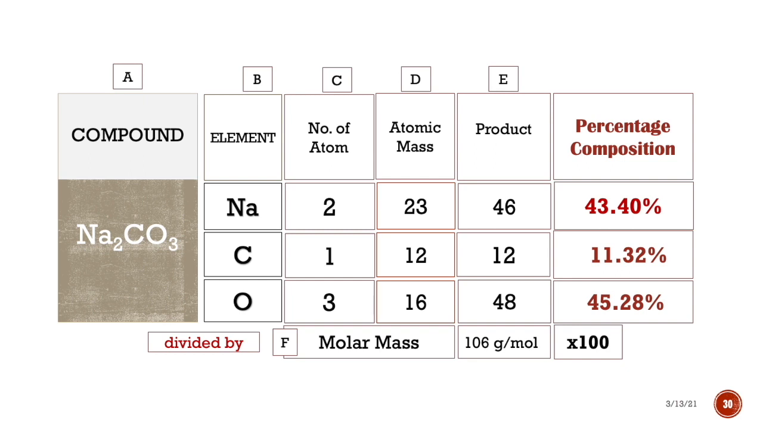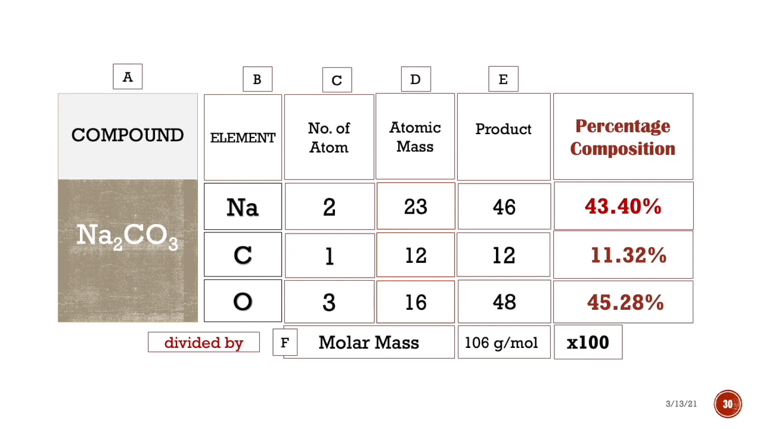So what does this mean? This means that in the compound sodium carbonate, 43.40% is sodium, 11.32% is carbon, and 45.28% is oxygen.